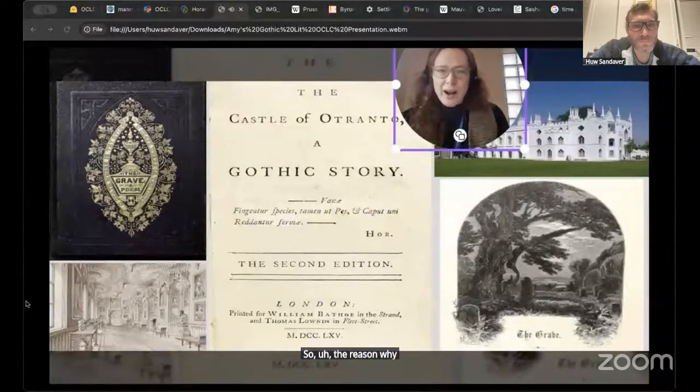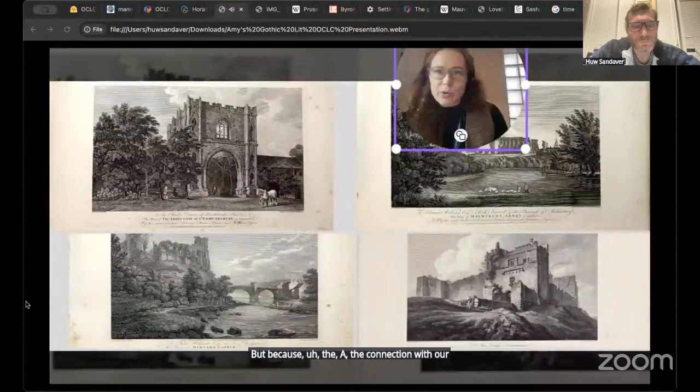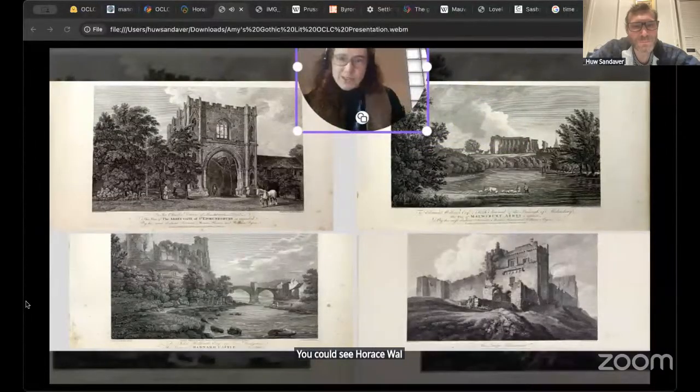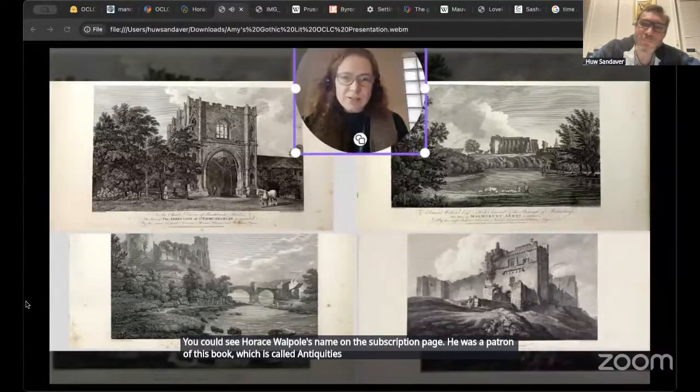So the reason why we picked Gothic literature, though, is not just because it's cool and we like it, but because of the connection with our rare books. You can see this book here was one where you could see Horace Walpole's name on the subscription page. He was a patron of this book, which is called Antiquities of Great Britain.